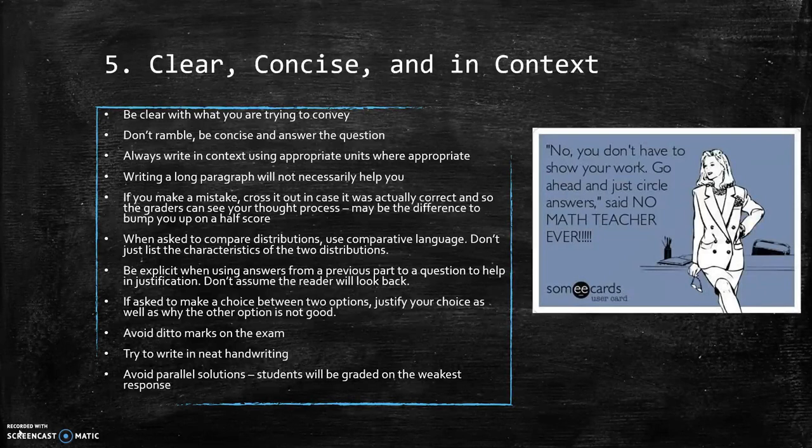When you're asked to compare distributions, make sure that you use comparative language, such as higher, lower, the same as, instead of just listing the characteristics. Be explicit when you're answering questions, using previous parts to it. Don't assume that the reader will go back and look. And if you're asked to make a choice between 2 options, justify the choice that you made, but also why the other option is not good.